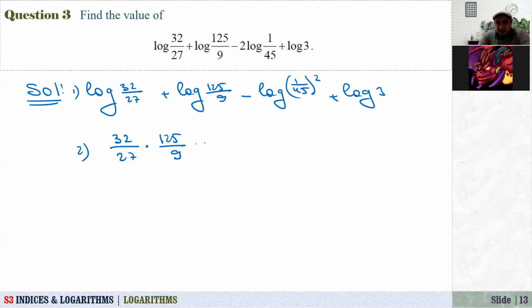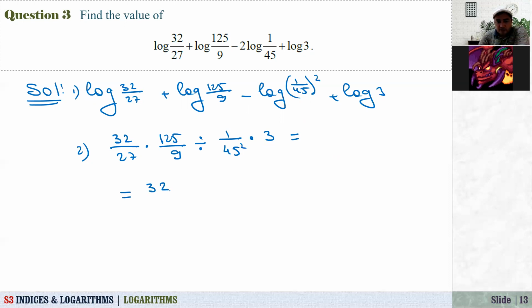It is minus, that means it is divided here. Here we have 1 over 45 squared. It is plus, that means multiplied. Here we have 3. That's what we have to do here. So now, how can I simplify this without using a calculator?